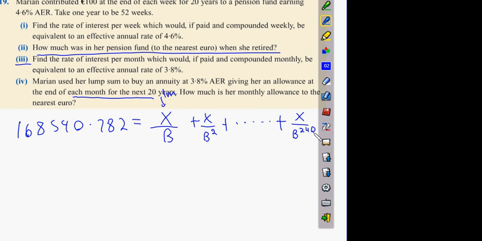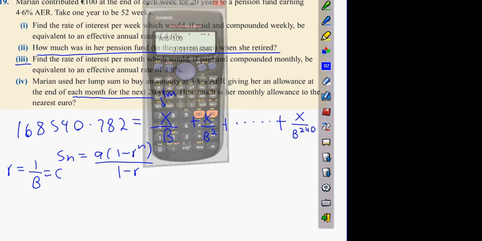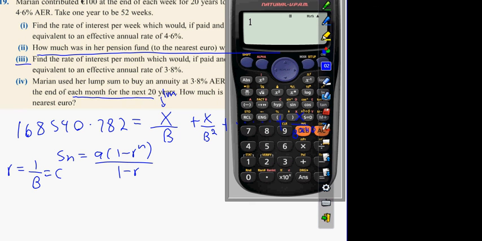So what we're going to do is make a series. It's going to be an SN. It's going to be A times 1 minus R to the N all over 1 minus R. Now, my R value is what, guys? 1 over B. I don't really fancy putting in 1 over B a couple of times. This makes my life a bit more difficult. So what I'm going to do is store 1 divided by B, that number there, as variable C.